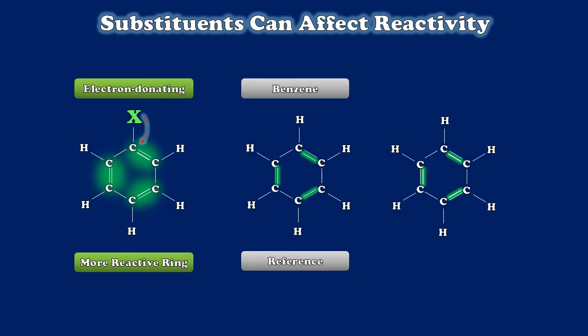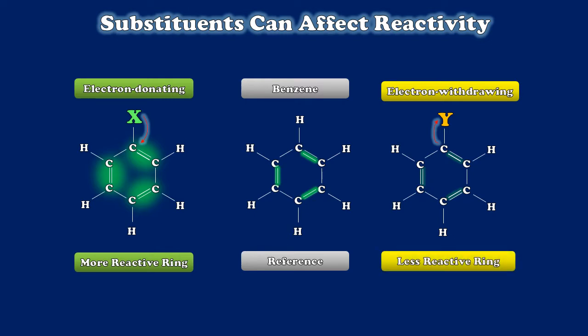Conversely, if we were to replace a ring hydrogen with some type of substituent which is electron withdrawing, which means it pulls the electrons out of the ring somehow, we expect to have a ring which is less reactive in electrophilic aromatic substitutions. So the first step in assessing how a substituted benzene will react is to consider whether or not the substituent donates or withdraws ring electrons.